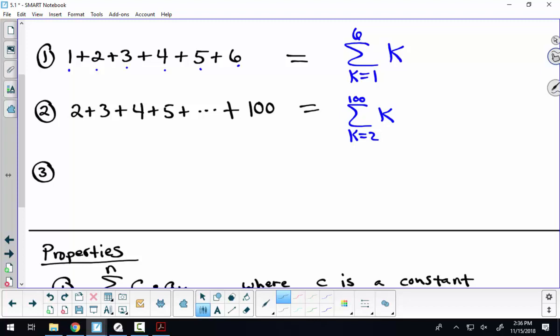No, I'm running out of room. So how about the sum, looking at this the other way, sum k equals 0 to 4. Our expression is k squared plus k. What would that sum look like?